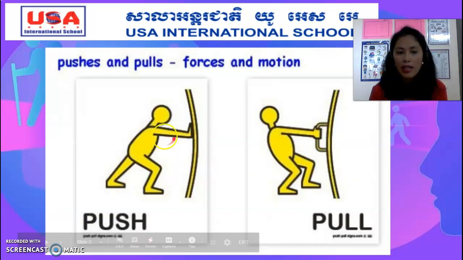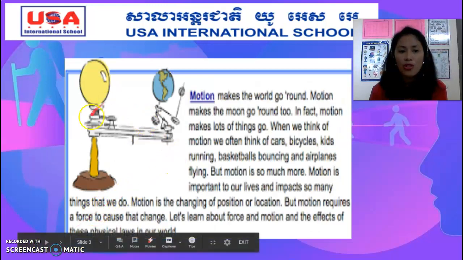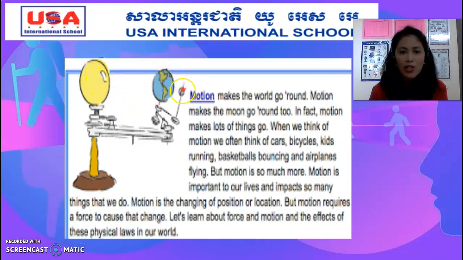So here, as we can see, this is push and this is pull. Here, pushes and pulls, forces and motion. But what is motion? Let's take a look. Look at this. This is the sun, this is the earth, and this is the moon. Motion makes the world go round. Motion makes the moon go round too. In fact, motion makes lots of things go.